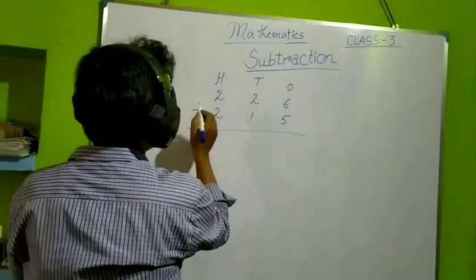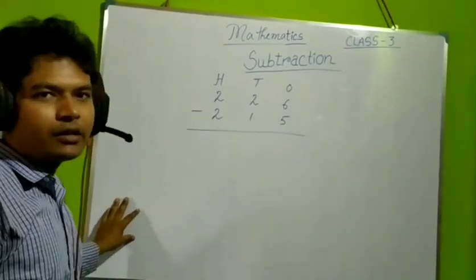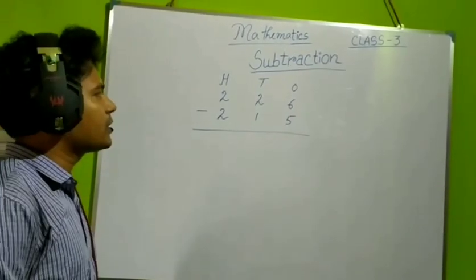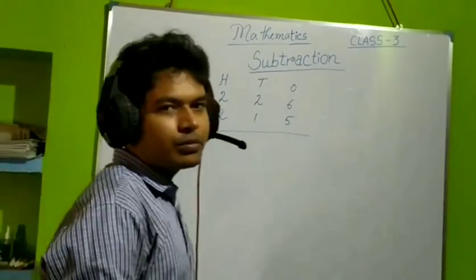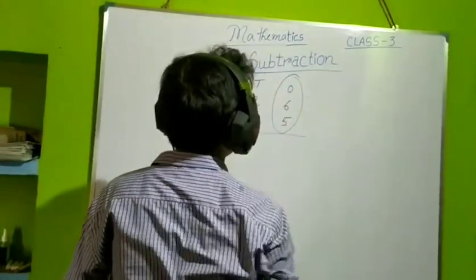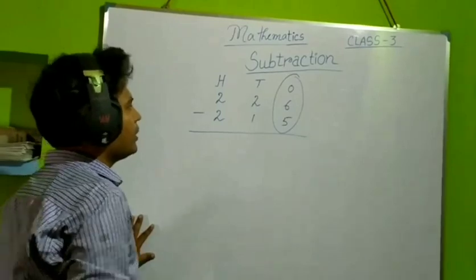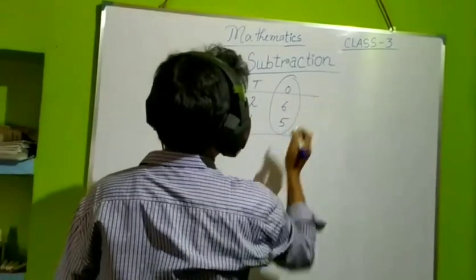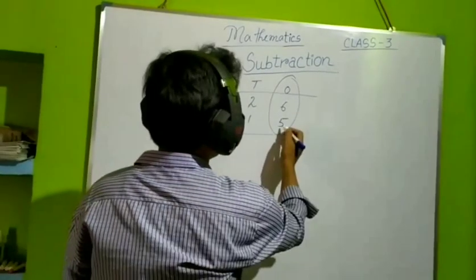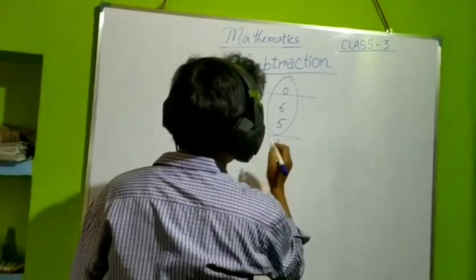So it is necessary to always give the minus sign. When we do this subtraction, always give the minus sign. Now at first which place comes? That is ones place. So at first we do the subtraction for the ones place. Now here 6 is greater than 5. So when we subtract 5 from 6, we get 1.